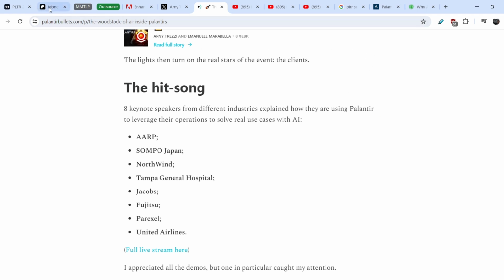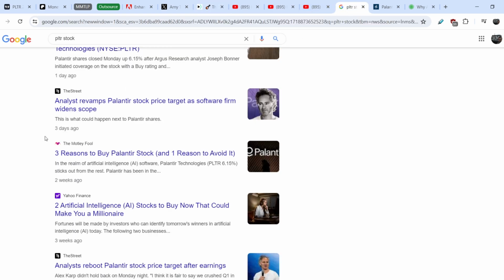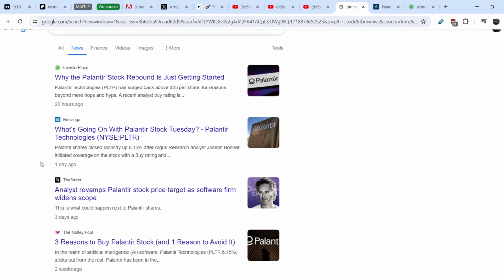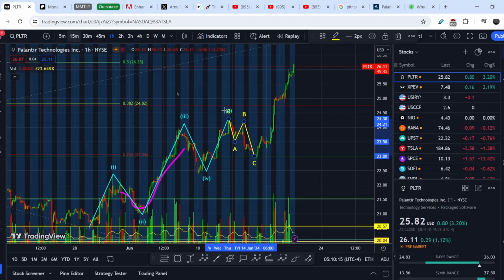On top of that, guys, if you take a look at the general sentiment of Palantir, you can see that a lot of articles are extremely bullish. That is why, as you can see, even in pre-market hours, we are up by 1.12%, and we have extremely high volume during the last couple of sessions.